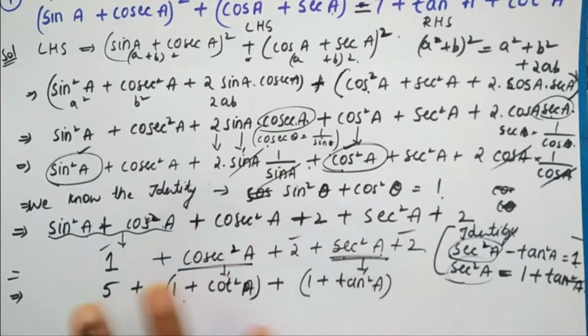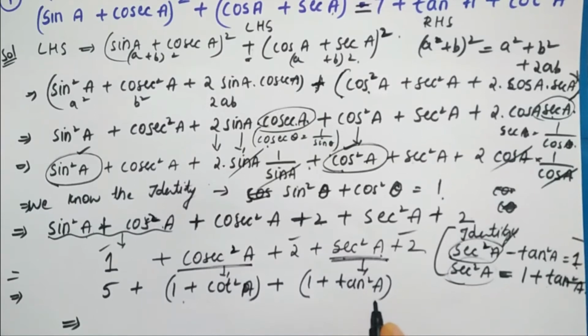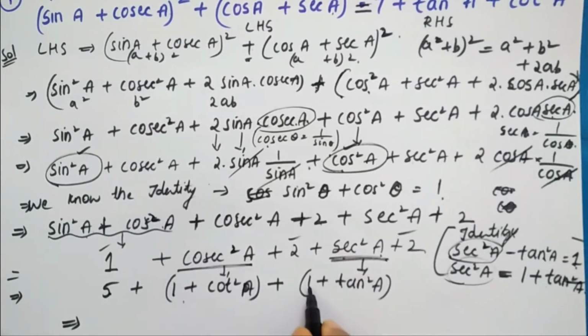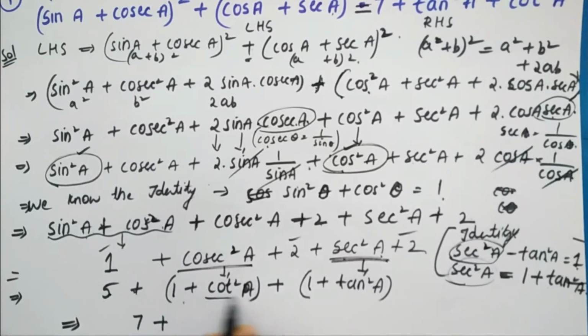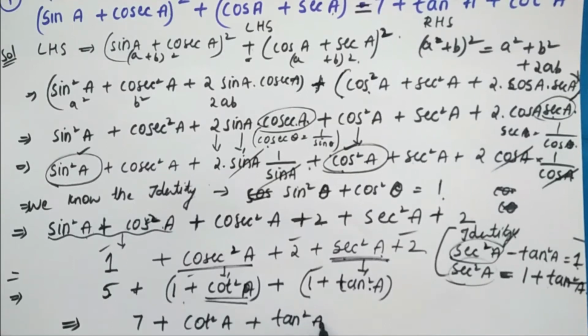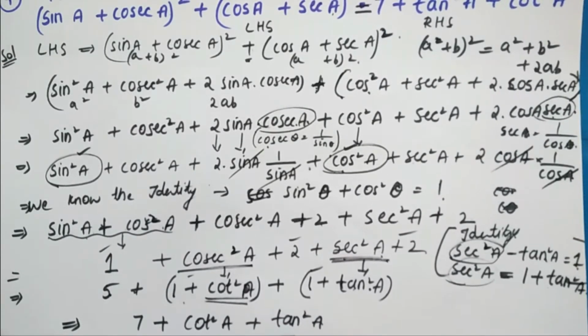We got all the numericals at one side. Now we are very near to the answer. We are almost at the answer. Okay, 5 plus 1 plus 1, it's nothing but 7, right? Plus what's left over? What are the terms left over? It's cot square A plus, this is already gone. What is left again? It's tan square A. This is the answer. Isn't it equal to RHS? Hence proved.